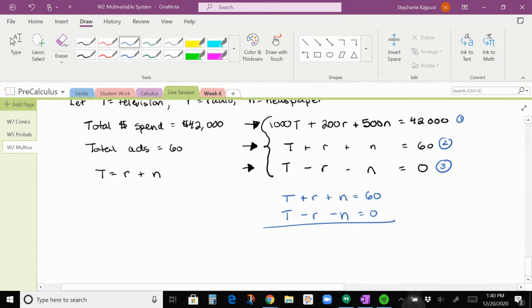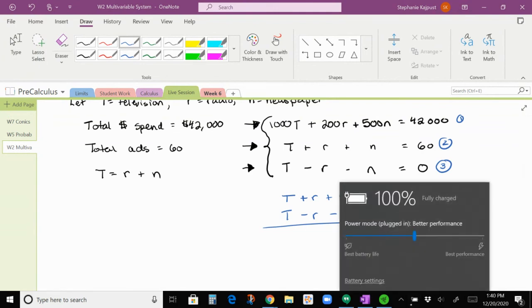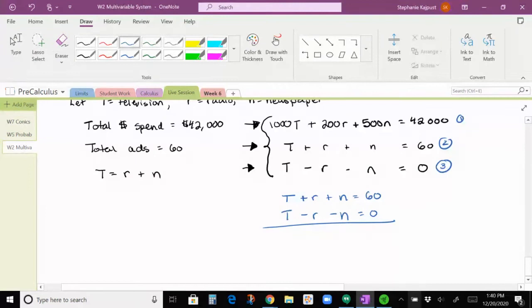So we can add these two equations together. And we get 2t, r and n eliminate, and then that gives us 60. And then when you divide both sides by 2, you get t equals 30, which makes much more sense.